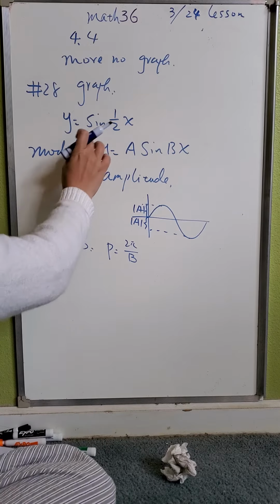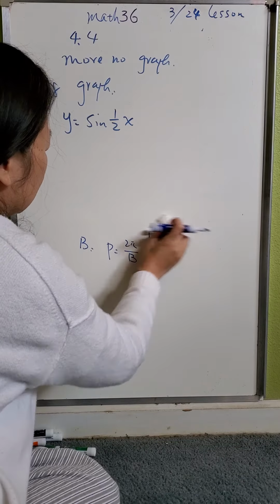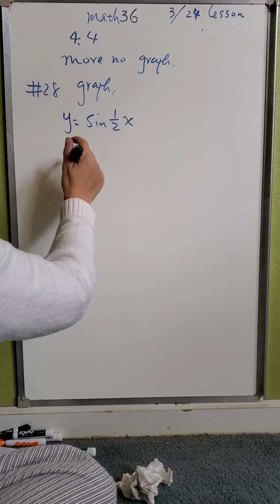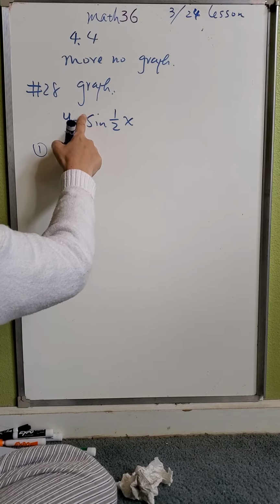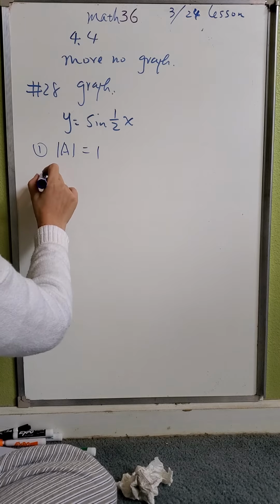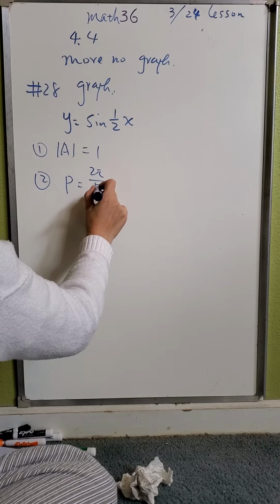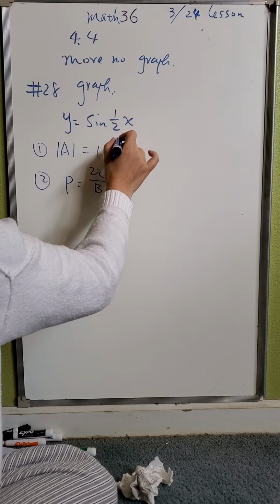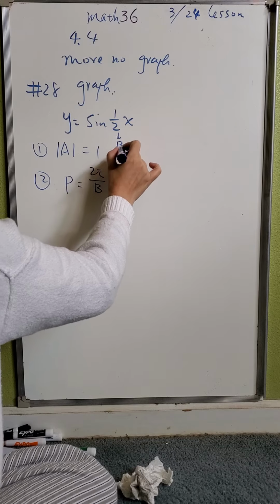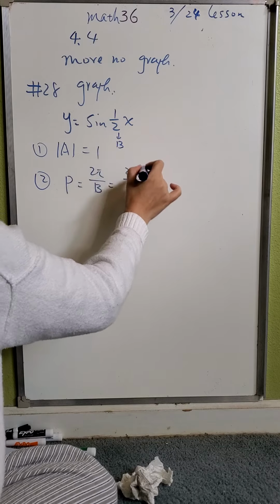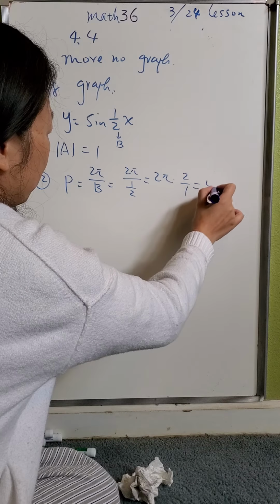So now we learn how to graph this one. First, find your amplitude. Your amplitude is A, it's right here, which is equal to 1. And second, you're going to find your P. P is equal to 2 pi over B, and your B is equal to 1/2. So 2 pi over 1/2. Dividing by 1/2 is the same as multiplying by the reciprocal, 2 over 1. So that's equal to 4 pi.